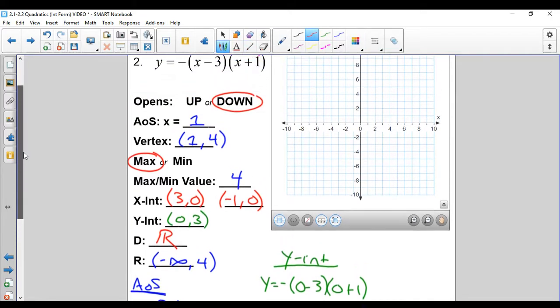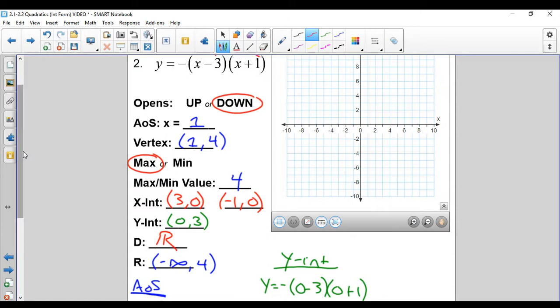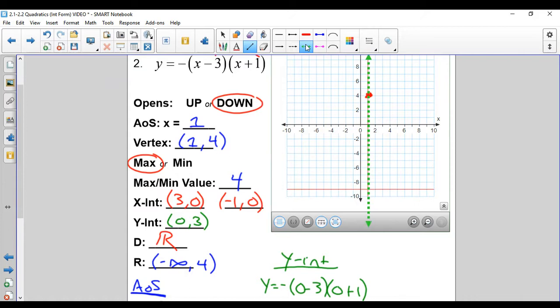We plot it. We got (1, 4). Drawing your axis of symmetry so you can use it for the y-intercept. Y-intercept is (0, 3). Reflection point is just (2, 3). My x-intercepts are (negative 1, 0) and (3, 0). Draw a curve through it, and we're good to go. There's graphing in intercept form.